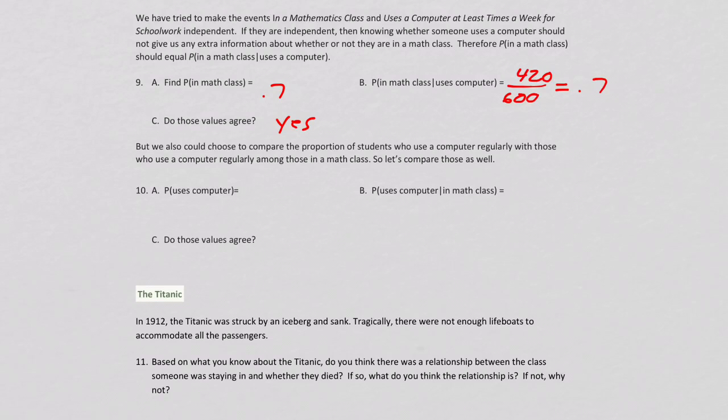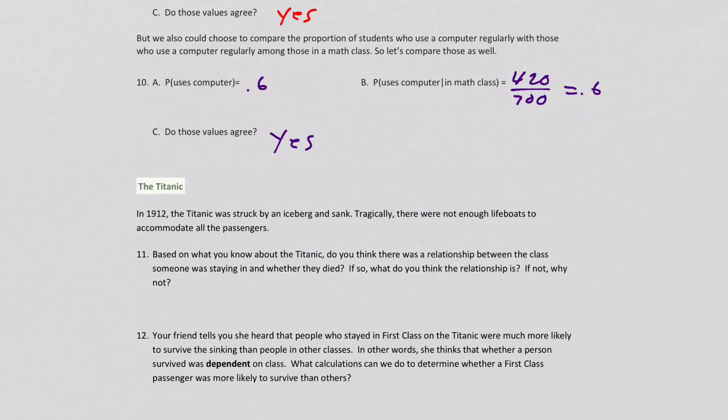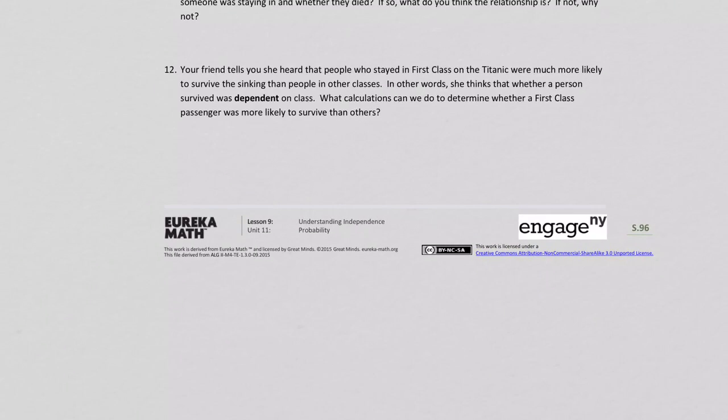On the flip side of that, if you use a computer, you get 0.6. If you use a computer given you take a math class, this would be 420 over again 700, which is also 0.6, and those two are equal. Now using those ideas, we're going to look at number 12.